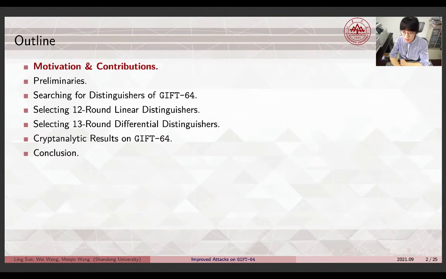In this presentation, we start with the motivation and contributions. Following that, we briefly recall some related preliminaries. Then, we introduce the automatic method for the search of distinguishers. After that, we will show the ways to select the 12-round linear distinguisher and 13-round differential distinguishers respectively. Then we display the linear and differential attack results. At last, we will draw a conclusion.